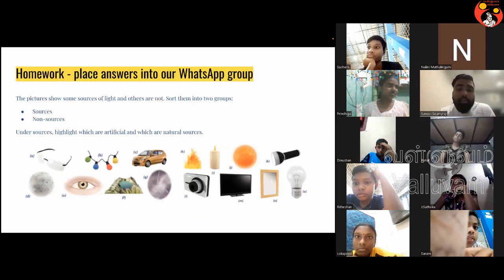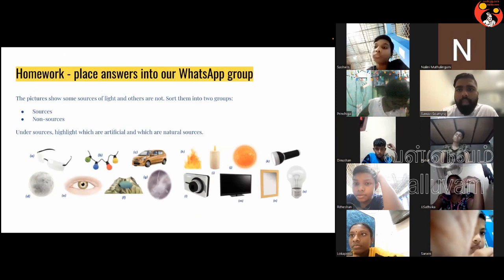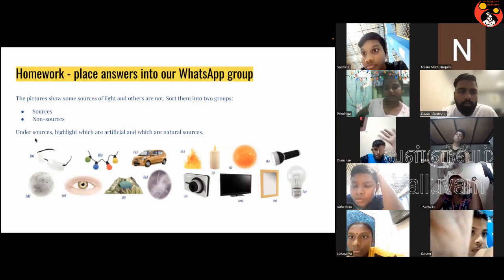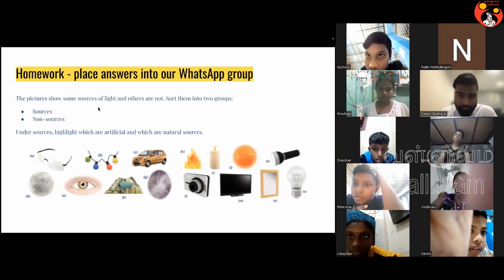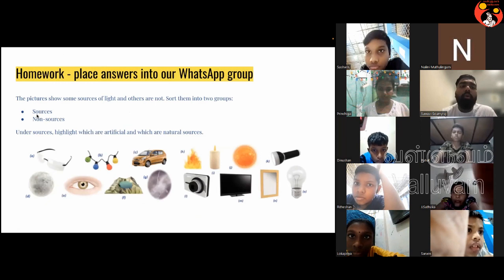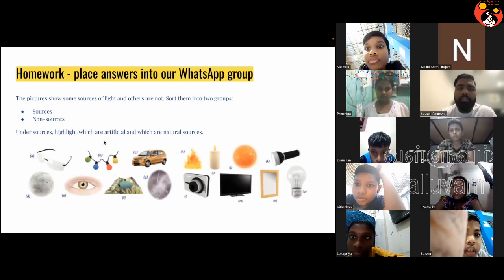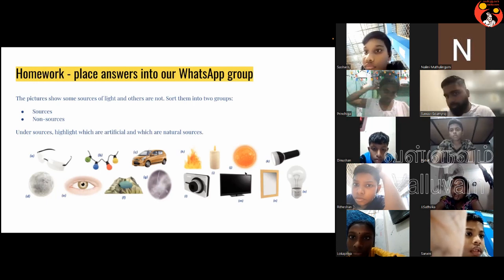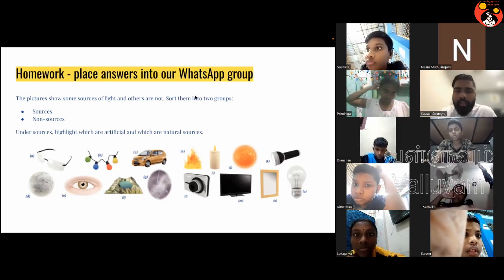A quick one. This week's homework is going to be a little bit of a different one, not a fill in the blank. What we're going to do is group the items here into whether they are sources of light or non-sources of light, and then under each one, whether they are artificial or natural sources. Okay? Any questions with that task there?